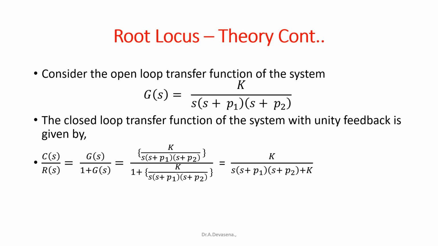We know the value of G(s) as K / [s(s+p1)(s+p2)]. Therefore, substitute this value in the closed loop transfer function. We obtain C(s)/R(s) = G(s) / (1 + G(s)), that is equal to K / [s(s+p1)(s+p2) + K].